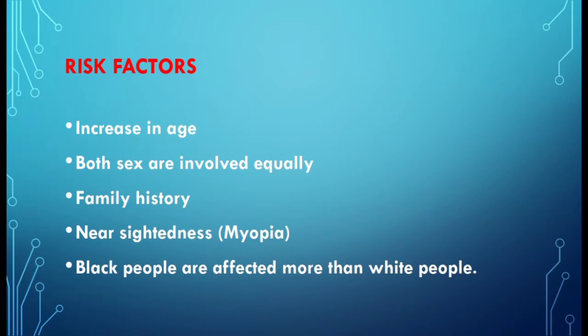The risk factors of primary open angle glaucoma. As age increases, this type of glaucoma occurs and it affects both male and female equally. Genetics plays a role in this type of glaucoma. Myopic people are mostly affected in this type of glaucoma and black people are more affected. This means it usually occurs in regions like Africa.